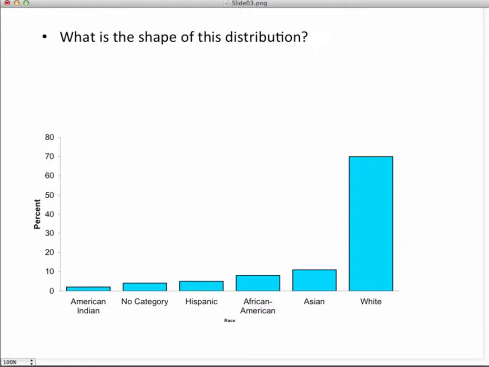Okay, great. As it turns out, it doesn't have a shape. It's not applicable. Why is it not applicable? The reason it's not applicable is because if you come down and look at the data axis here, the x-axis here, this is categorical.